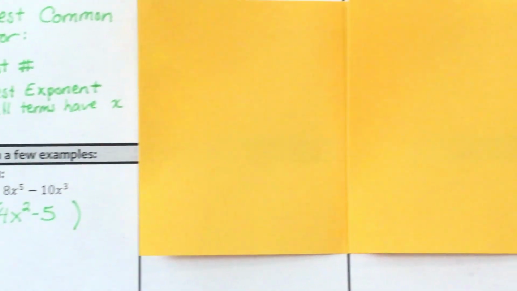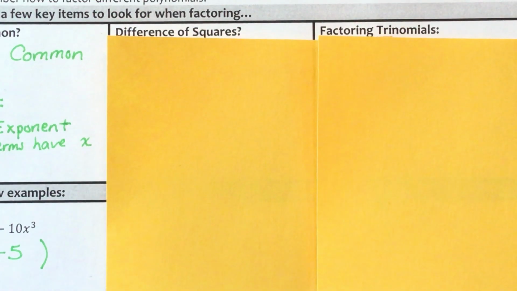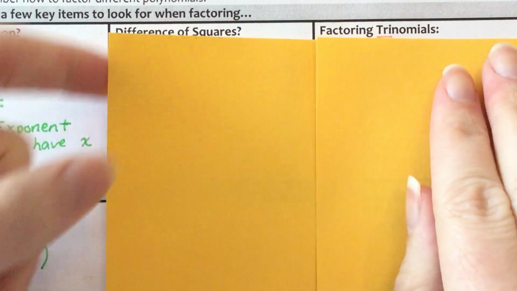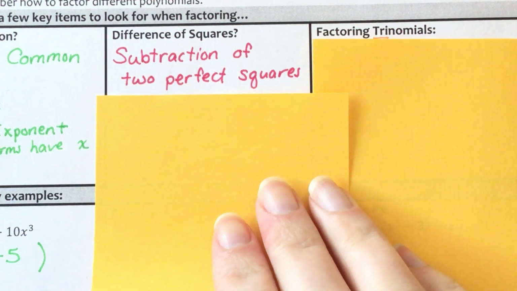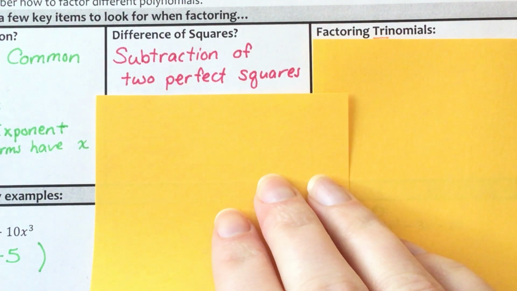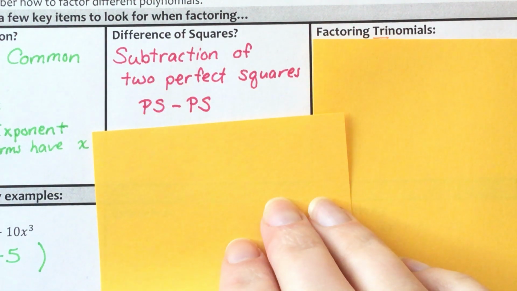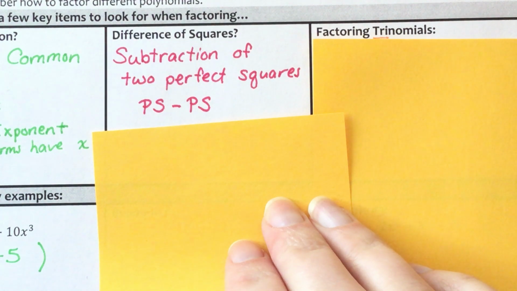Okay. The second thing we're going to review today is difference of squares. So the difference of squares, we need perfect squares. Okay. So the pattern is that we have the subtraction of two perfect squares. So a perfect square minus a perfect square. So that's what the PS stands for. Okay, perfect squares are things like 1, 4, 9, 16, 25, anything that when you take the square root, you get a whole number.